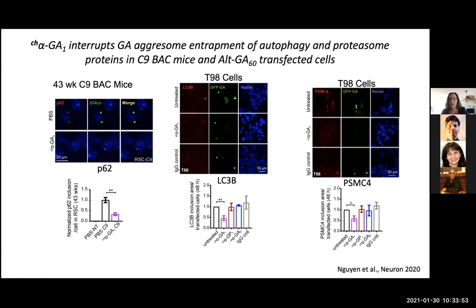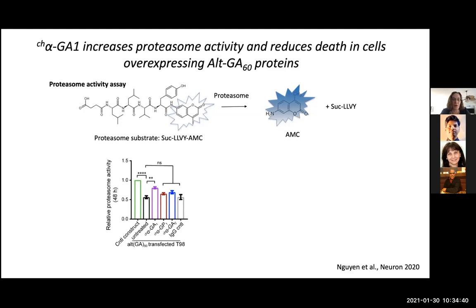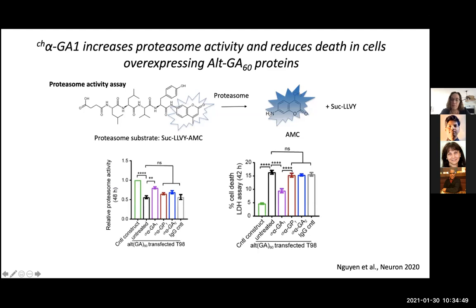overexpressing the protein. The GA1 chimeric antibody also interrupts the aggregasome entrapment of other proteins. So the GA forms this network of proteins that traps the proteasome within the GA protein network, but also entraps other proteins. And the antibody-treated mice and cells allow this entrapment to be disrupted. And the antibody increases the proteasome activity and reduces the death in cells that overexpress the alternative GA proteins as well. And so this just shows the proteasome activity increases in the presence of the GA treatment, and the GA treatment decreases the percent cell death.